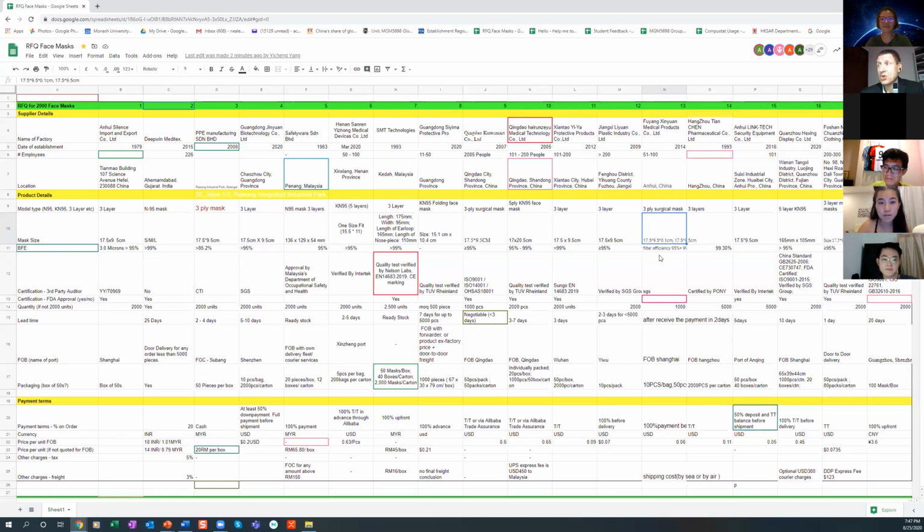We looked at the address. We wanted the address to be very specific. You mean the FOB address? No, the address of the factory. Okay. All right. We also looked at the date of establishment because we wanted to be somewhere in the middle, not too old and not too young. And also the certifications. Okay. All right.